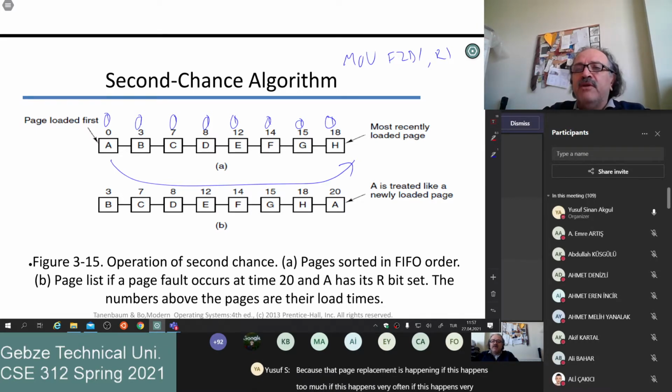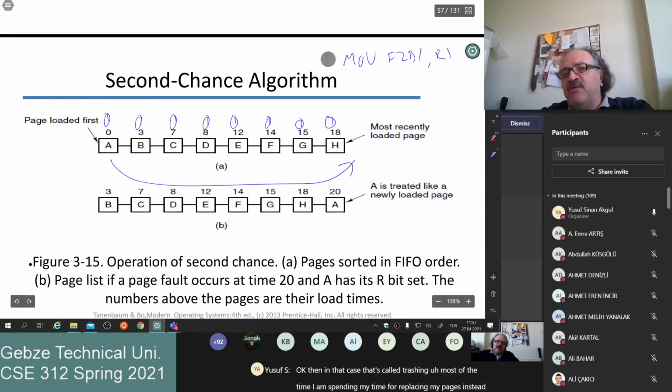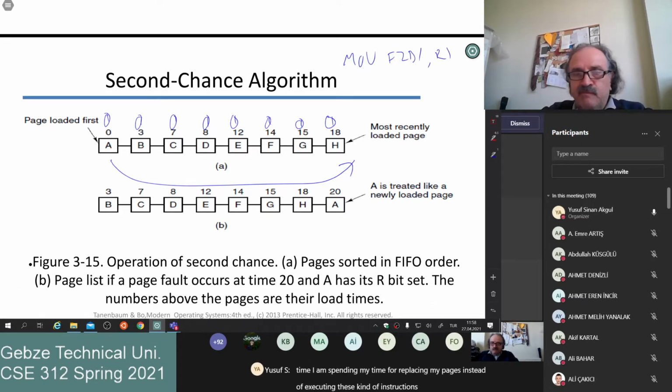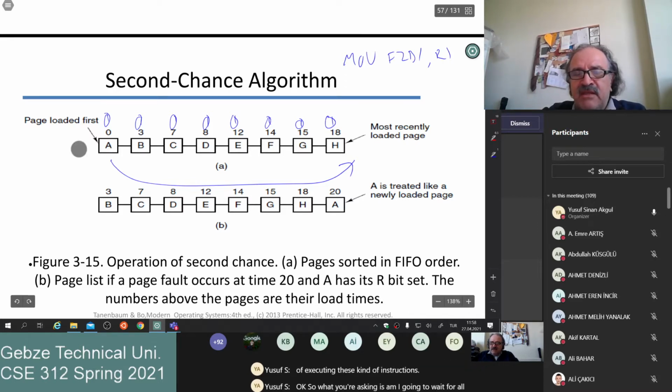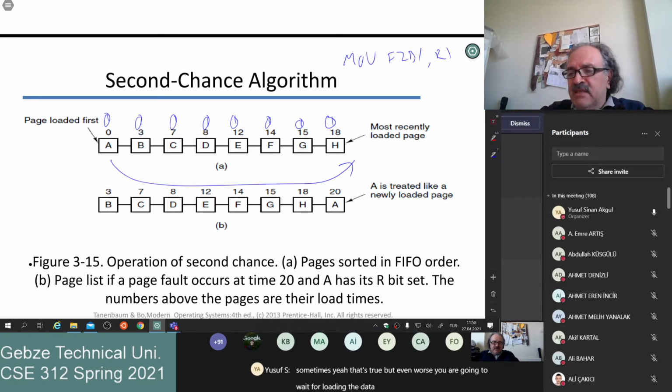If this happens very often, then in that case, that's called thrashing. Most of the time I am spending my time replacing my pages instead of executing instructions. Okay, so what you are asking is, am I going to wait for all the linked list traversal, etc.? Yes, you are going to wait sometimes. Yeah, that's true. But even worse, you are going to wait for loading the data from the disk, which is millions of times slower than traversing this linked list.